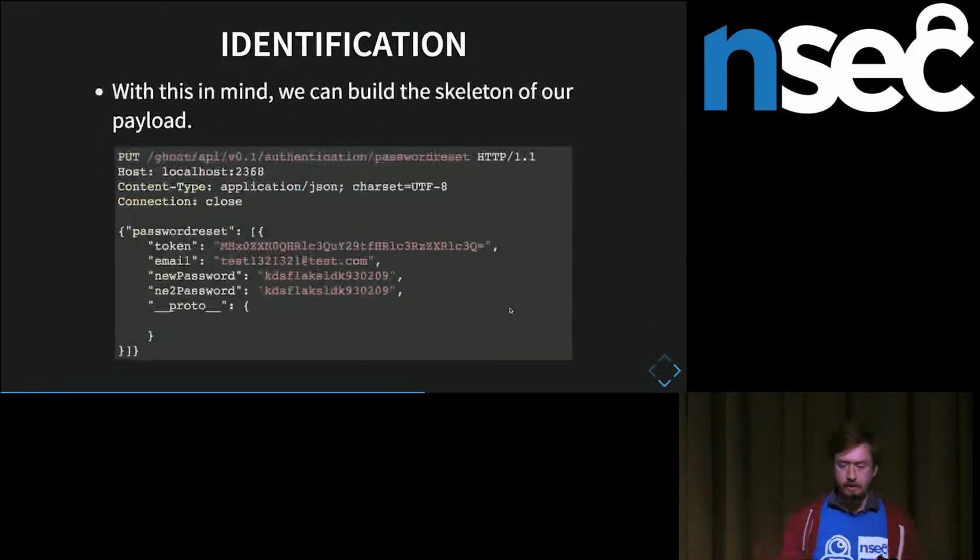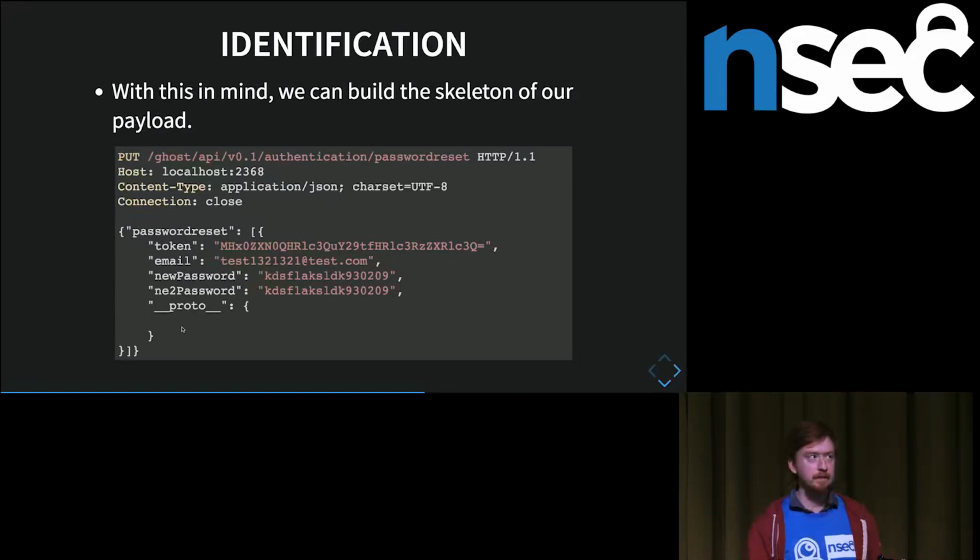So basically, we have the password reset endpoint. There's a few values to make sure that we reach the vulnerable merge. And we have here the __proto__. And over here, this is going to be where all the properties that we want to add on the prototype of Object are going to be.